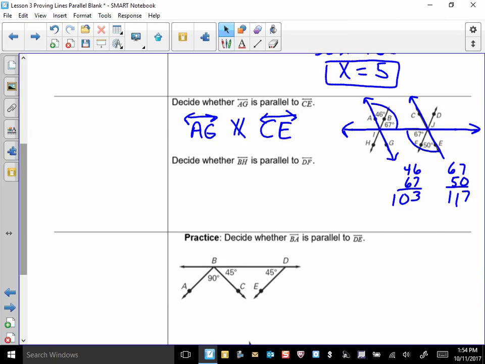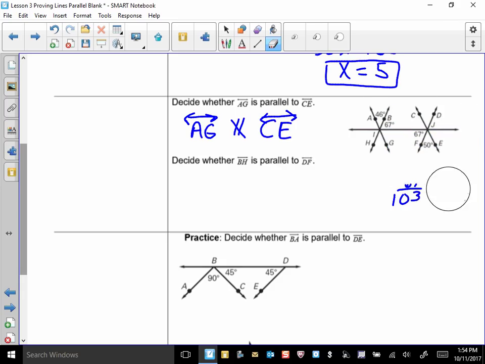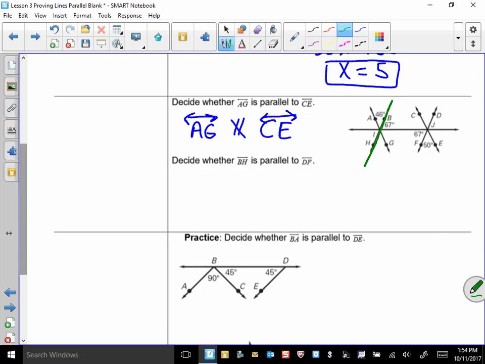Okay, now we got to look at the other two. So let me erase this. You can just use a different color if you want to. BH, here's BH, and I'm trying to see if it's parallel to DF. And of course this would have to be my transversal again. It's the only line that cuts both of the lines I'm looking at.